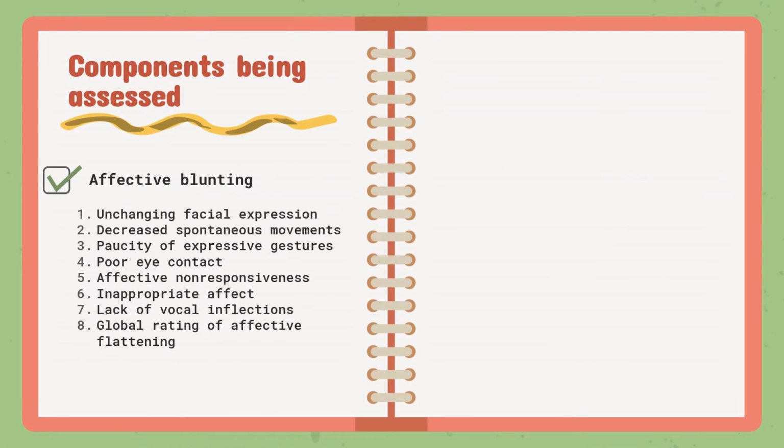Affective blunting. Item 1. Unchanging facial expression. Item 2. Decreased spontaneous movements. Item 3. Paucity of expressive gestures. Item 4. Poor eye contact. Item 5. Affective non-responsiveness. Item 6. Inappropriate affect. Item 7. Lack of vocal inflections. Item 8. Global rating of affective flattening.